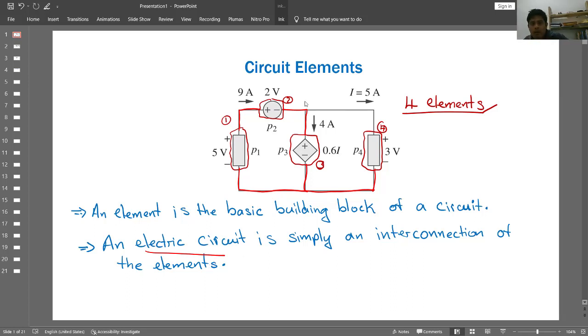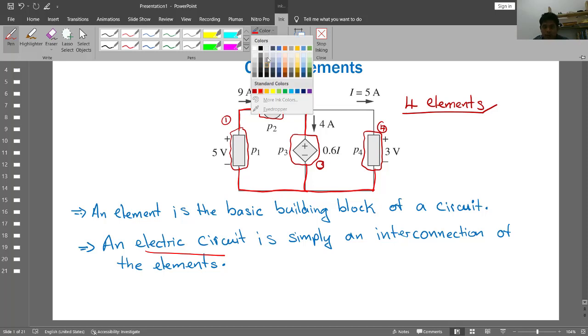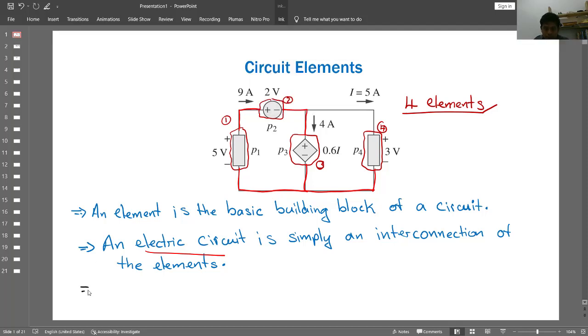So we now know what an element is, we know what a circuit is, so we can further our concept by identifying what types of elements are found in a circuit. So we can have another piece of note here. Let me write it in black now. There are 2 types of elements found in electric circuits. Those are the passive elements and the active elements. So let me write it here too.